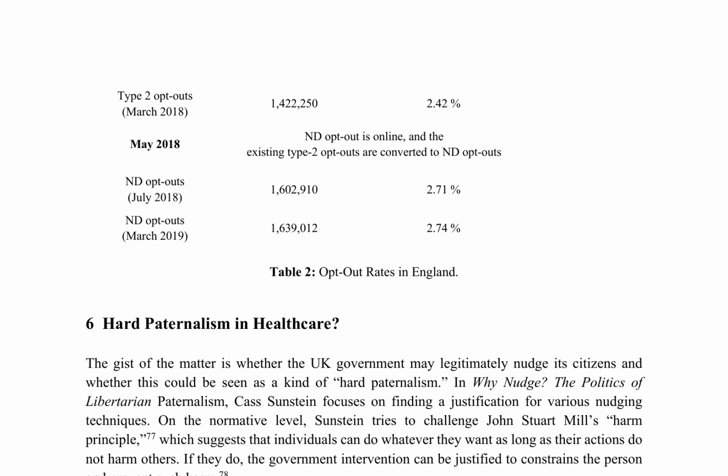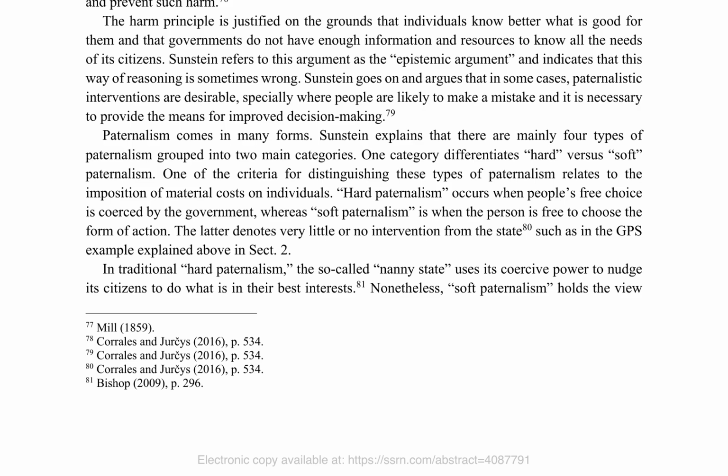Figure 2 illustrates the opt-out rates, with Type 1 opt-outs reported at the GP level, resulting in potential duplications, whereas Type 2 opt-outs are accurate, with every opt-out choice registered and reported with identifiable patient information. Table 2 provides a comprehensive overview of the opt-out rates in England, with Type 2 opt-outs converted to ND opt-outs in May 2018.